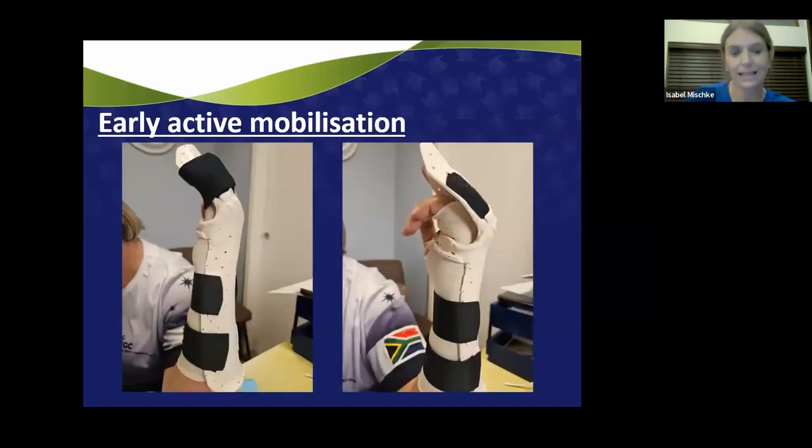And this is basically what that splint looks like. So in our clinical setting, we just put a neoprene strap around the top. When the patient exercises, they remove the strap, they do the exercises, active flexion, active extension, and then we reapply the strap.